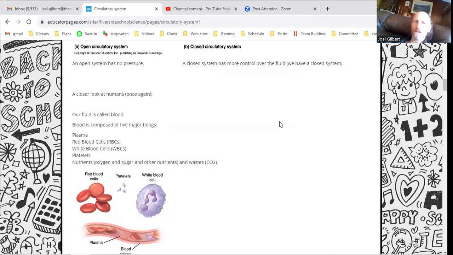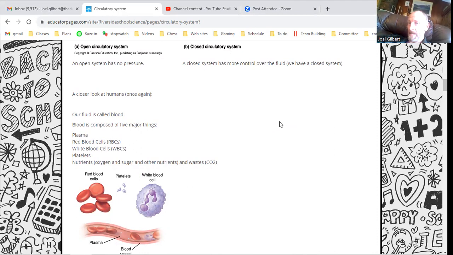So once again, let's look deeper at ours. Our fluid is called blood, and it has a couple of major components. It has plasma. That's the fluid that transports all of these things. It's not the state of matter plasma. It has red blood cells. Their main function is to transport gases, oxygen and carbon dioxide. It has white blood cells. Their main function is to fight off invaders.